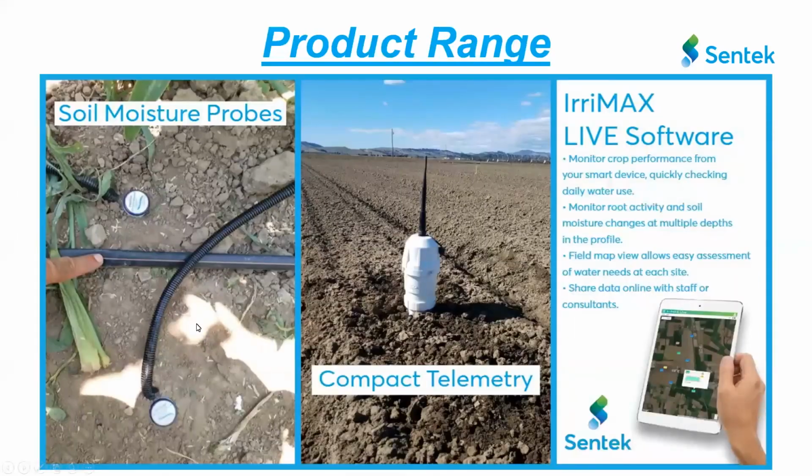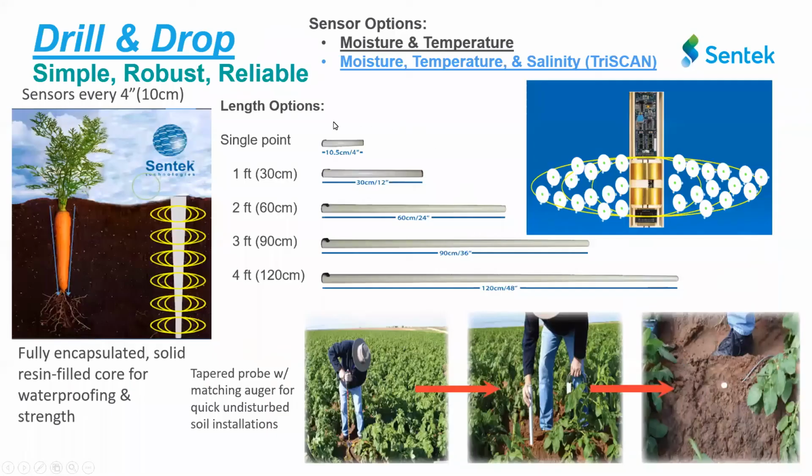Here's an example of a unit that has a 4G modem installed in the field. It's called the Compact. To the left, we have the soil moisture probe called the Drill and Drop, and to the right, we have the visualizing software, which is Irrimax Live. The probes come in 30 centimeters, 60, 90, 120, and we just recently launched a 150 centimeter probe.